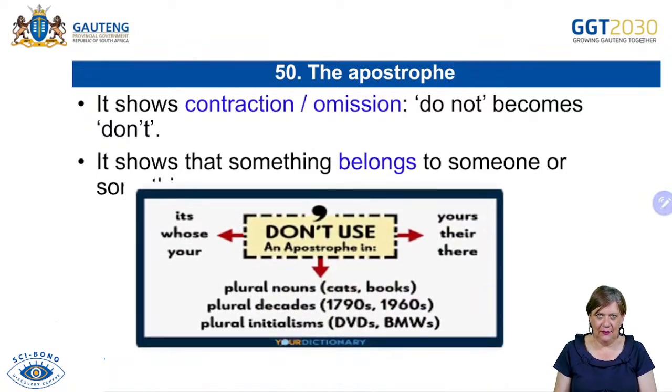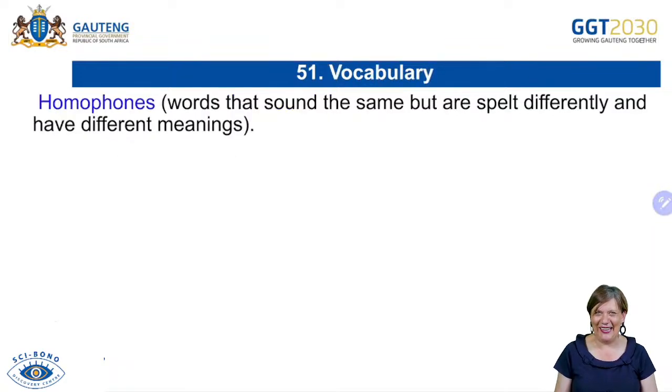But we don't use it in plural nouns, it's, whose, yours. You have to be careful for those ones. So please don't put an apostrophe in those. We only use it for a contraction and if it belongs to someone. If you're not feeling comfortable with an apostrophe, I would suggest you go and just revise it once again. So let's quickly run through these.